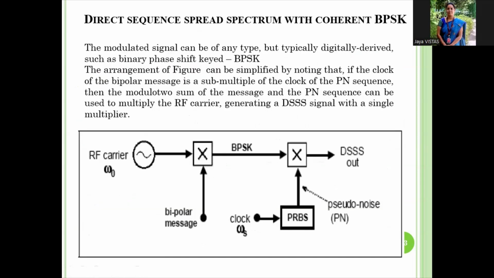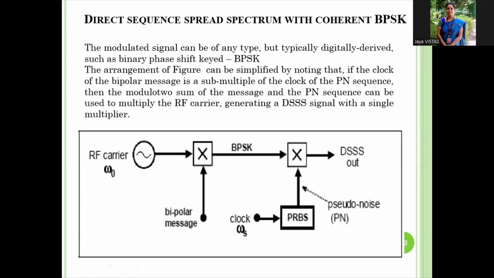So this is the block diagram of a direct sequence spread spectrum network. Here, the RF carrier is one of the inputs, and the bipolar message, that is zeros and ones, the digital binary bits, is the other input. The modulated signal can be any type, but is typically digitally derived, such as binary phase shift keying, BPSK. The output is the RF carrier and the bipolar message mixed together, which is binary phase shift keying.